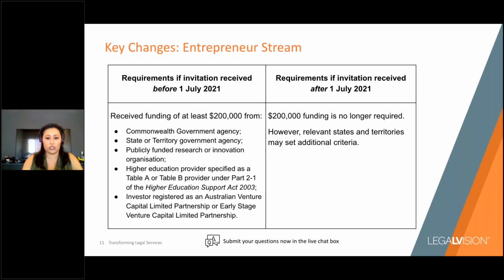Now, post 1 July 2021, there's no longer that requirement to show that you have obtained the required amount of funding. However, because this visa, and particularly for any of these streams, are state nominated, some of the states will require you to still demonstrate that you have received some funding. Some of them actually don't specify a particular amount, but some of them will want you to demonstrate you've received some funding from external entities, and they may very well list some of the approved entities that you should receive funding from in order for them to nominate you for the purposes of this visa and for the purposes of this stream as well.